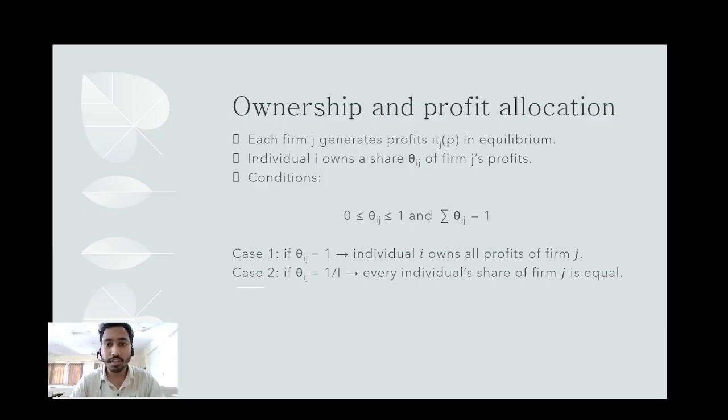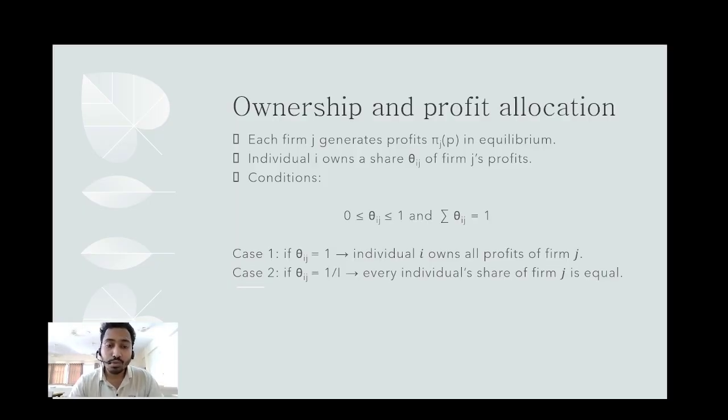Since I have the ownership, I can get the profit allocation as usual. So first of all, each firm J generates profits phi j p in equilibrium. Individual I, that means we denote the I as an individual, owns a share theta ij of firm J's profits. Here there is a condition that theta ij must be greater than or equal to 0 and less than or equal to 1. That means the percentage must be between 0 and 100%. So the summation of the theta ij is equal to 1.